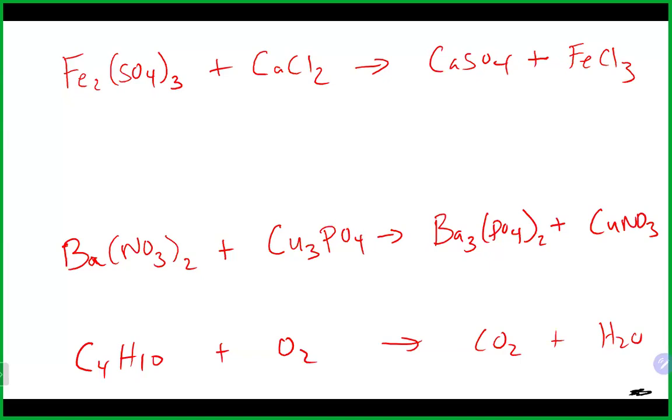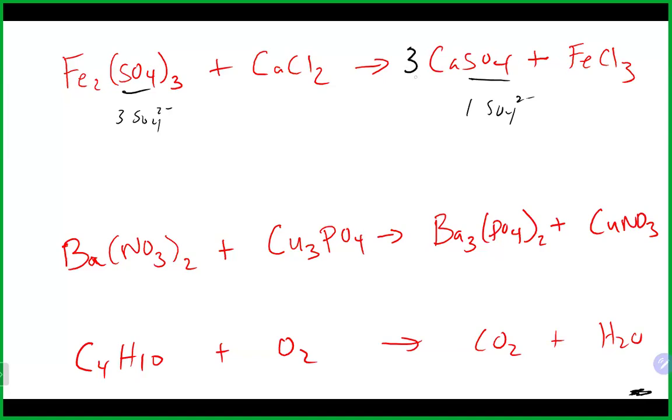So once again, here on the top one, I do see at least one polyatomic ion there, and that's probably where I'm going to start. On the left-hand side, I have 3 sulfates, basically. And on the right-hand side, I have 1 sulfate. So I could easily fix that by putting a 3 in front of my sulfate. That gives me 3 sulfates.